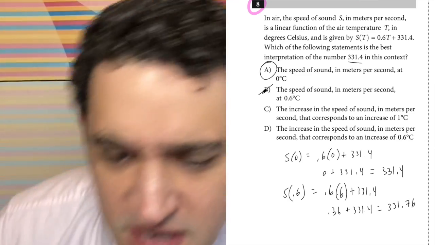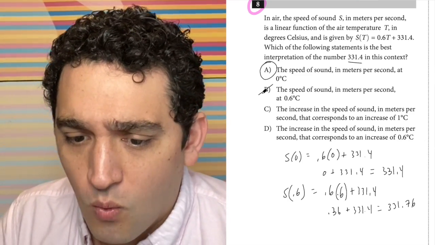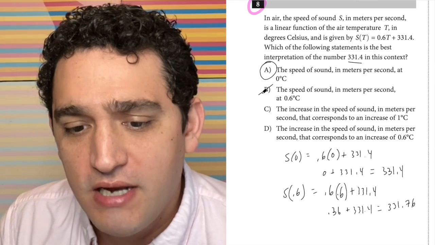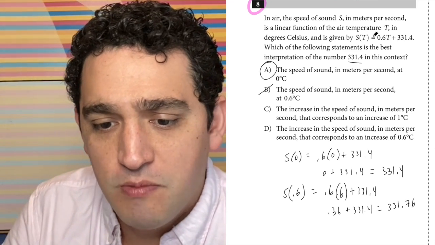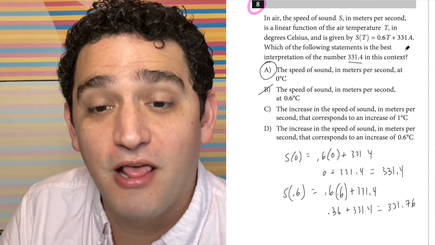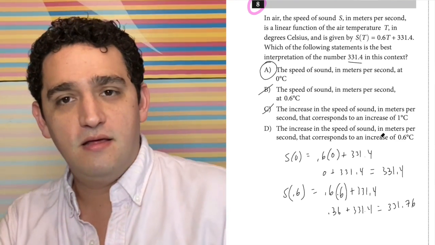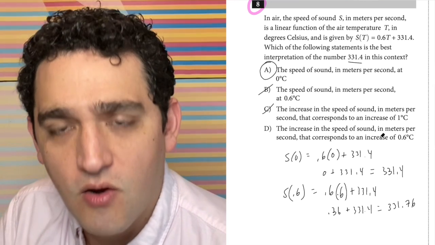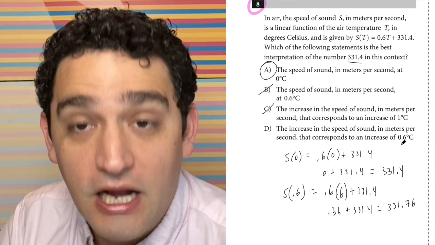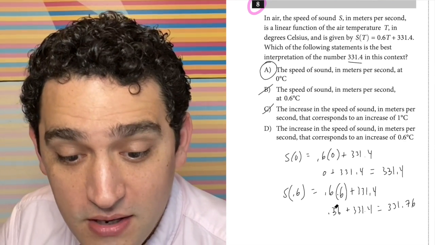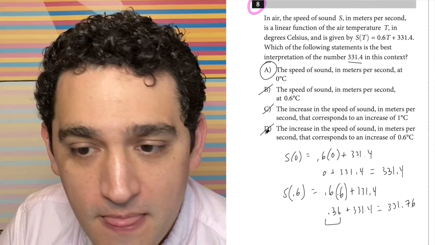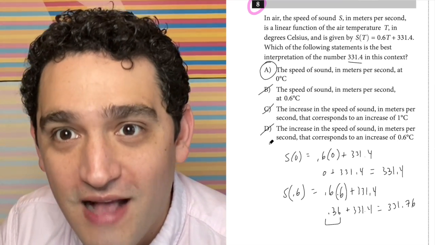C, the increase in the speed of sound in meters per second that corresponds to an increase of 1 degree Celsius. Well, what happens when you increase by 1 degree? If you plug it in, you'll see that it increases by 0.6, not by 331.4. And for option D, the increase of the speed of sound that corresponds to an increase of 0.6 degrees? Well, we just figured out that that increase is 0.36, definitely not 331.4. By this process of elimination, we know the answer is A.